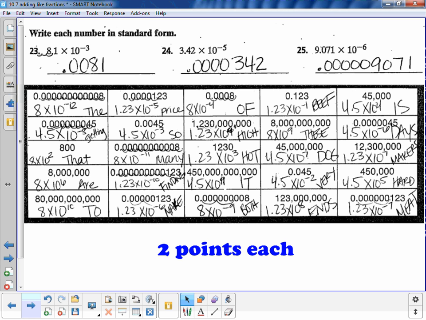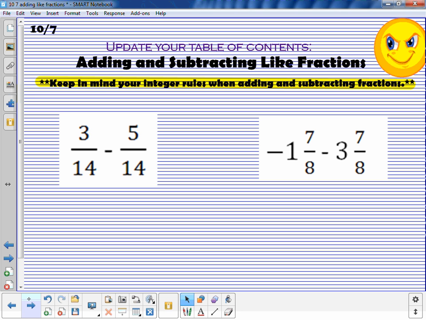You're going to calculate your own grade. Do not pass your paper forward without a grade on the top. Calculate your grade, pass it forward with your name on it. And then get ready for your notes. You should update your table of contents. Today's title is Adding and Subtracting Like Fractions, and the homework assignment is written on the board.